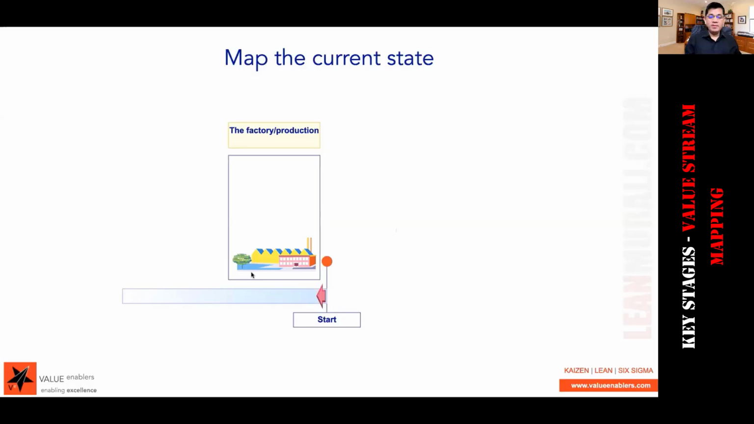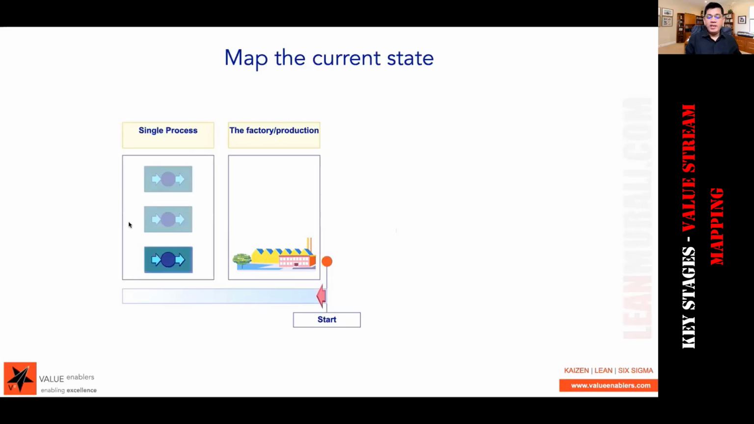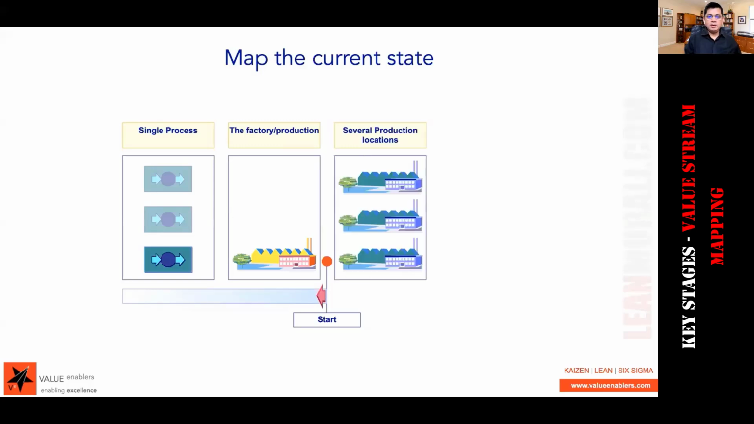You start from the factory. I'll tell you why. Then you go into the process. And we've seen in the overview of the process value stream mapping, you've already mapped all the processes, right? And then you have the information flows. Then you have the timelines at the bottom. Then you'll have production, several production locations.